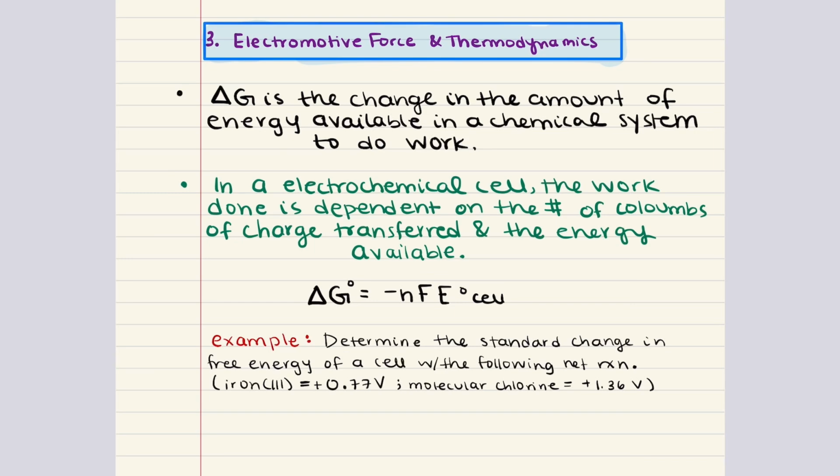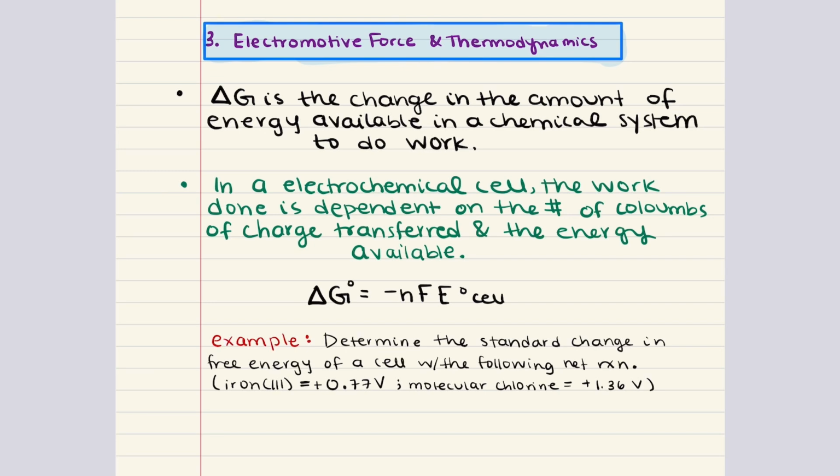We're going to start with Gibbs free energy. The electromotive force, the EMF of an electrochemical cell, is a measure of the voltage that's generated by the cell. This voltage arises from the difference in the reduction potentials of the two half cells. Thermodynamically, the EMF is related to the Gibbs free energy change of the electrochemical reaction.